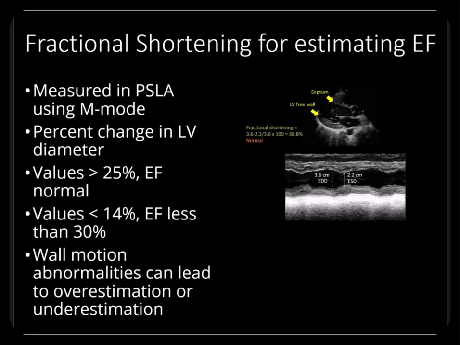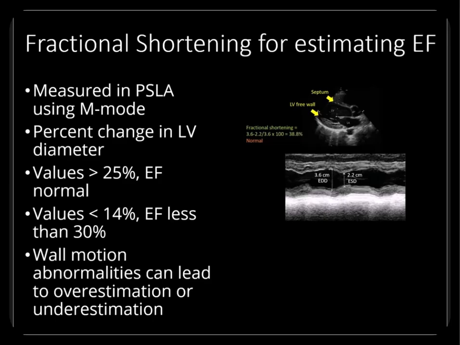Values greater than 25% are considered normal. They equate to normal systolic function, a normal EF. Values that are less than 14%, then you're likely to have an EF that's less than 30%. There are some pitfalls here as well. Wall motion abnormalities can lead to overestimation or underestimation of the fractional shortening measurement.